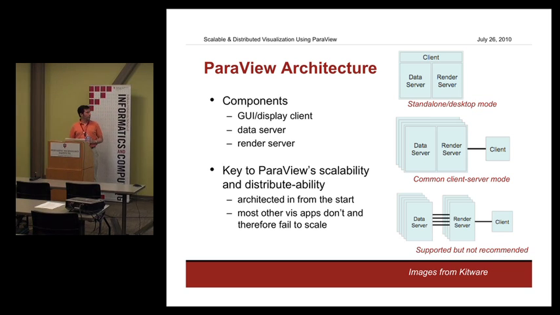In the common client server mode, it actually creates one or more pairs of data servers and render servers, and then those communicate across the network to your desktop client. You can actually break out the data servers from the render servers, but like we talked before, that usually means you're moving your original data set, which in many cases could be prohibitive. And again, this architecture is the key to Paraview's scalability.